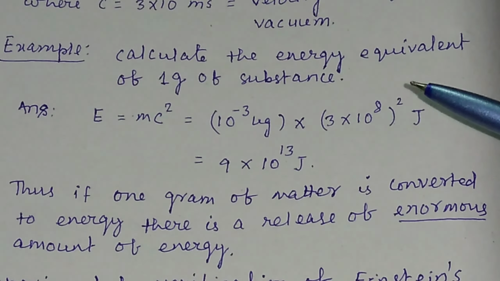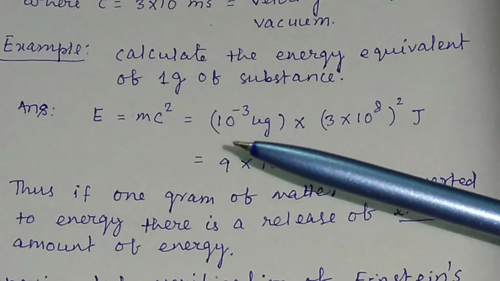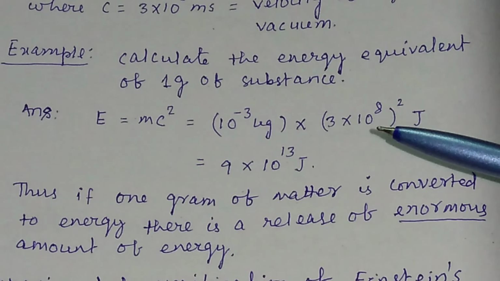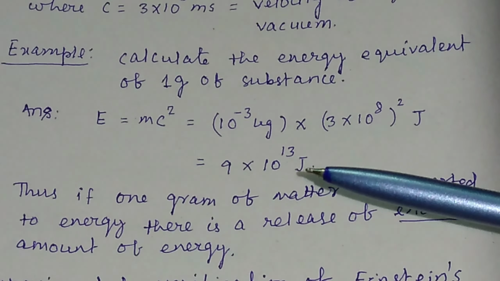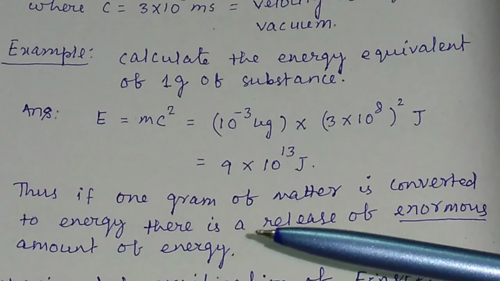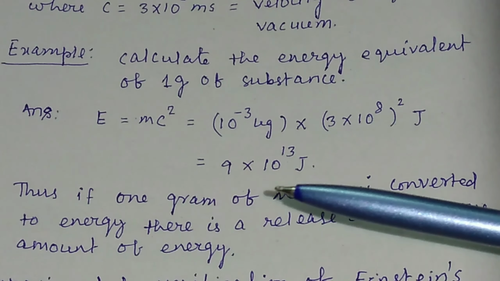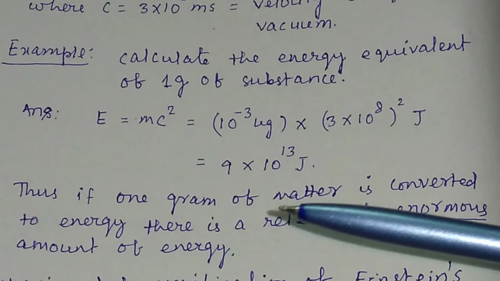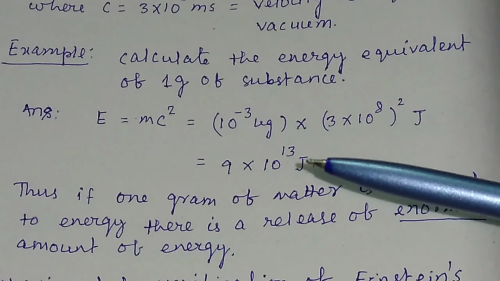suppose we want to calculate the energy equivalent of 1 gram of a substance. So if m equal to 1 gram, that is 10 to the power minus 3 kg, and c equal to 3 into 10 to the power 8, then the energy equivalent of 1 gram of substance is 9 into 10 to the power 13 joule. Thus, if 1 gram of matter is converted into energy, there is a release of an enormous amount of energy. You see, 9 into 10 to the power 13 joule. So if you convert 1 gram of a substance into energy, you will get a large amount of energy, that is 9 into 10 to the power 13 joule.